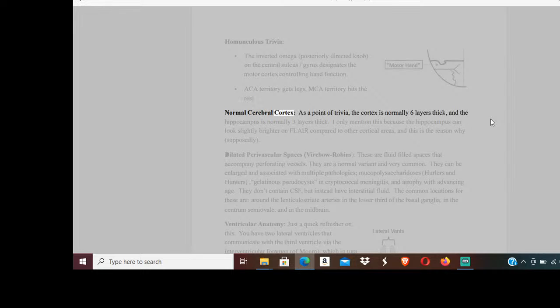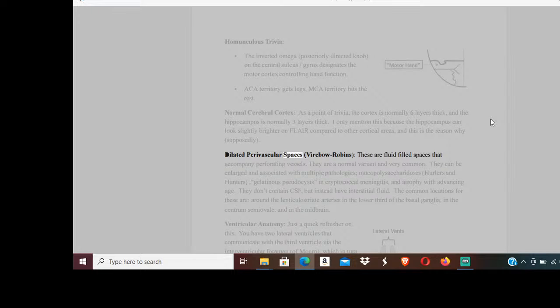Normal cerebral cortex. As a point of trivia, the cortex is normally 6 layers thick, and the hippocampus is normally 3 layers thick. I only mention this because the hippocampus can look slightly brighter on FLAIR compared to other cortical areas, and this is the reason why, supposedly.